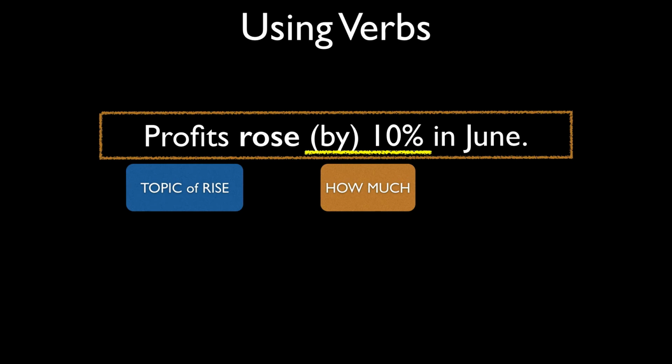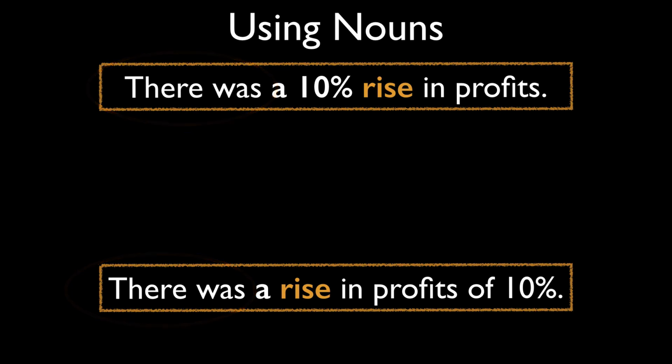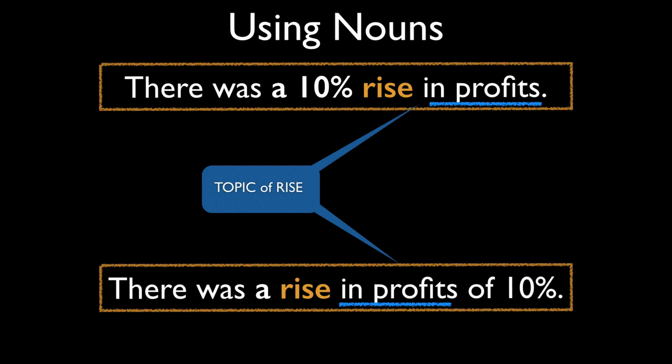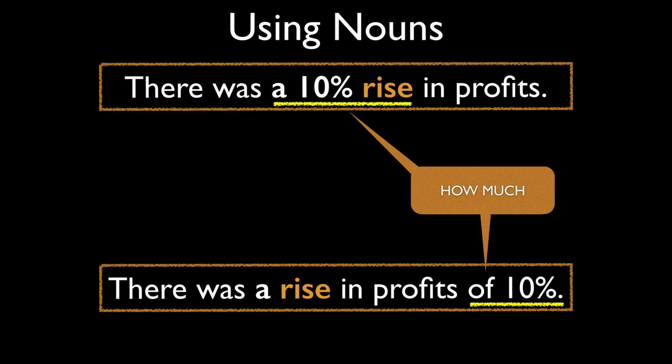Compare that with using nouns, though, which we could introduce with there is or there was. So there was a 10% rise in profits, or there was a rise in profits of 10%. We're using in to show the topic of the rise, and that comes after the noun. And here we have two different ways of showing how much. So we can put the numeral or the number directly before the noun, so a 10% rise, or a rise in profits with a prepositional phrase of 10%. So two different ways, before or after the noun.